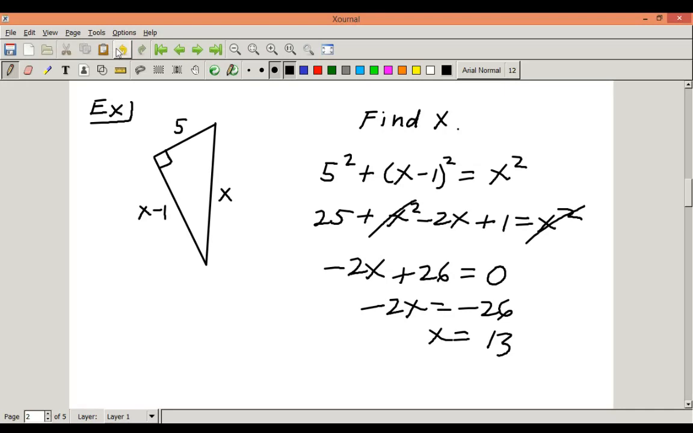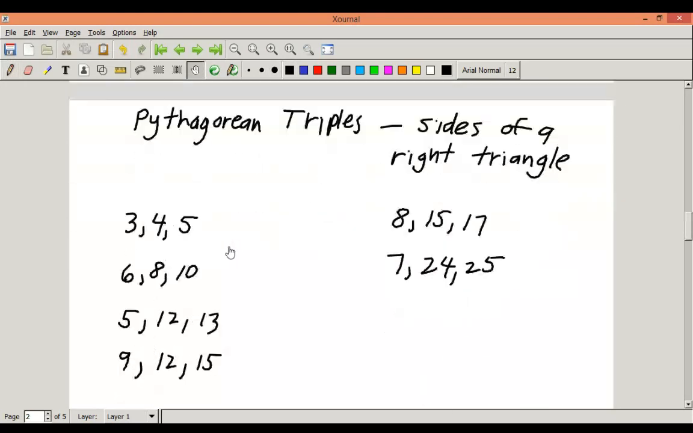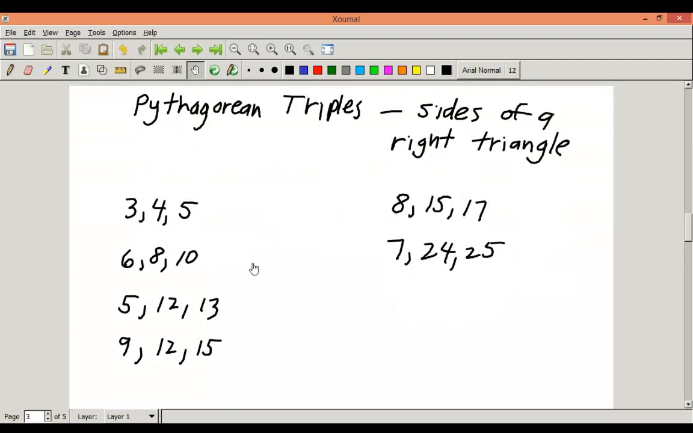Okay, next part's going to be a handy little thing. Hopefully you'll remember some of these. These are called Pythagorean triples. Pythagorean triples are sides of a right triangle. So in every single case, I wrote six sets of Pythagorean triples. There are 3 numbers that are sides of a right triangle. So for example, in the first one here, you have 3 squared plus 4 squared equals 5 squared. Here's 6 squared plus 8 squared equals 10 squared. 5 squared plus 12 squared equals 13 squared, and so on. 9 squared plus 12 squared equals 15 squared.